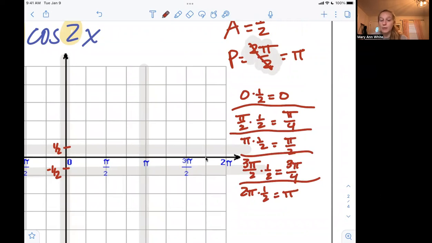So I'm going to make sure that my x-axis is labeled as such. I've got 0, I've got pi over 4, I've got pi over 2 already written, 3 pi over 4, and then I'm ending with pi.